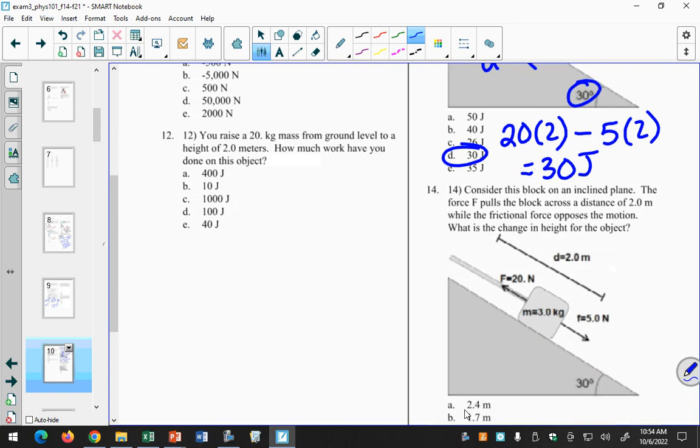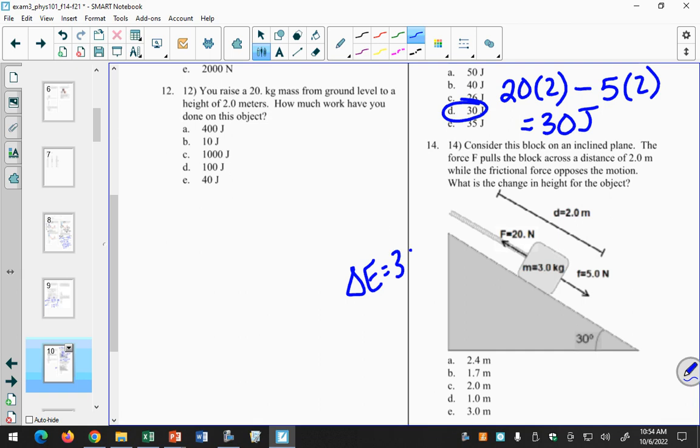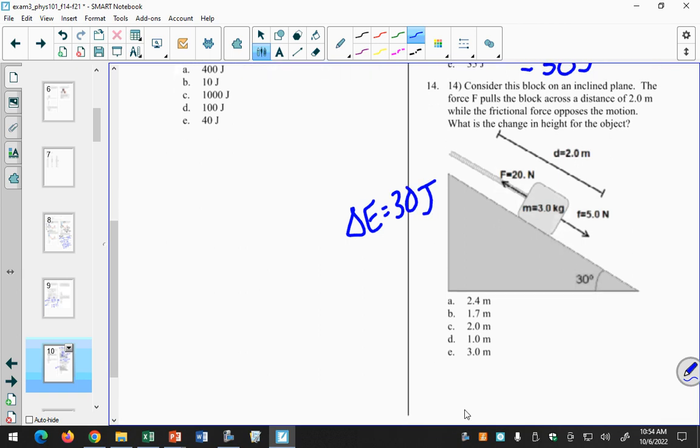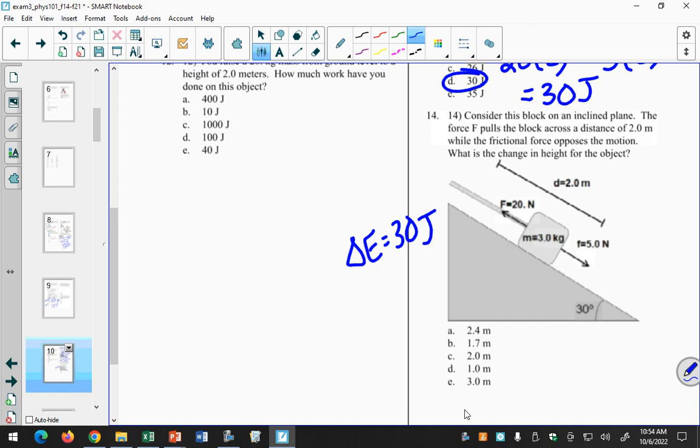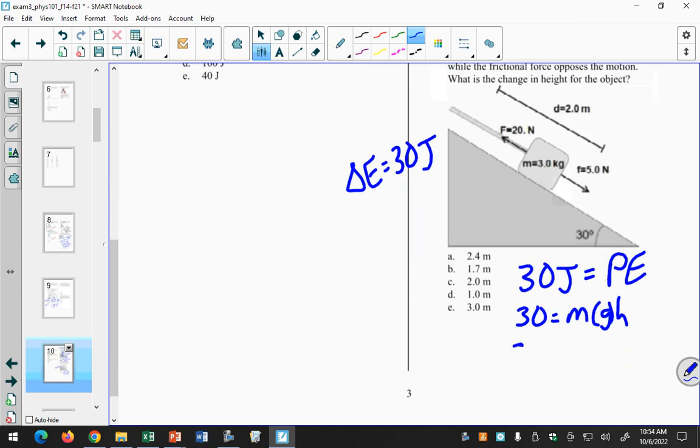Now, if my energy changes by 30 joules, this is just like the lab we had this week, I want to know what is the change in height of the object. This is where the angle does become important. Actually no, I don't need to know the angle at all, I'm sorry. So my energy changes by 30 joules, and all of that energy goes into potential energy for the block. So 30 joules is equal to the change in potential energy. So 30 equals m times g times h. M is given, so 30 equals 3 times 10 times h. So h is equal to 1 meter. I found the change in height just by setting that change in energy equal to the potential energy of that object.